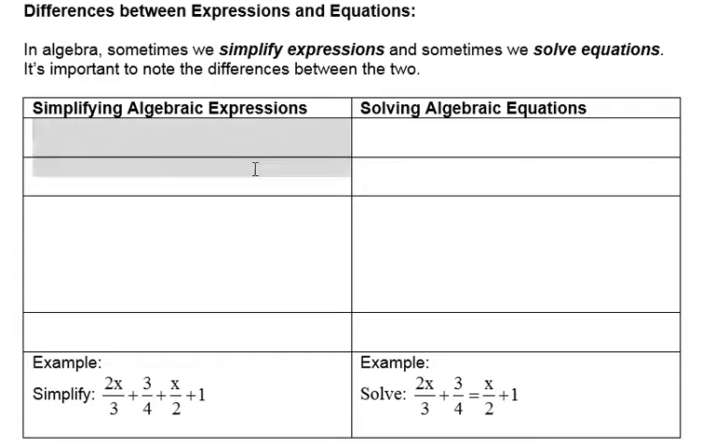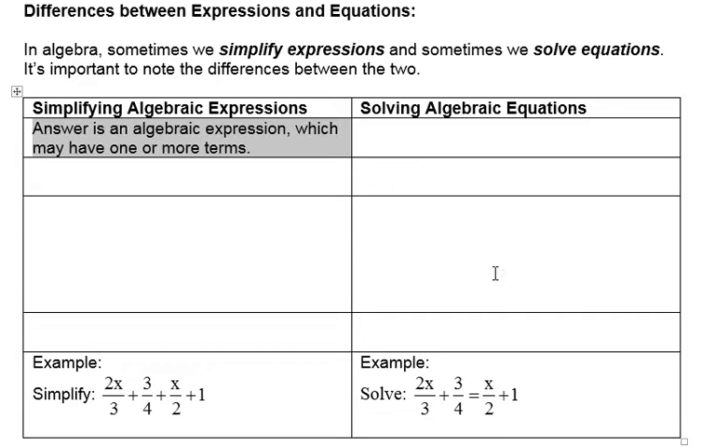So first of all, when we're simplifying an algebraic expression, our final answer is still going to be an algebraic expression, and it may have more than one term. When we're solving an equation, our answer is going to be in the form of a variable equals some value, like x equals 7.